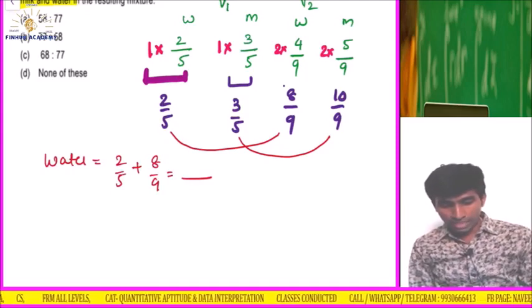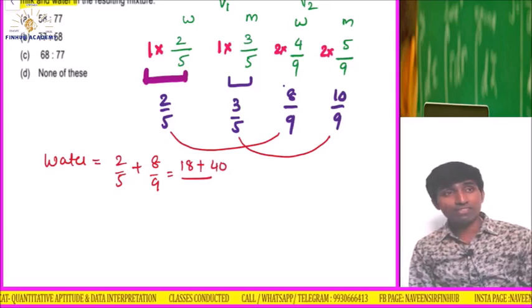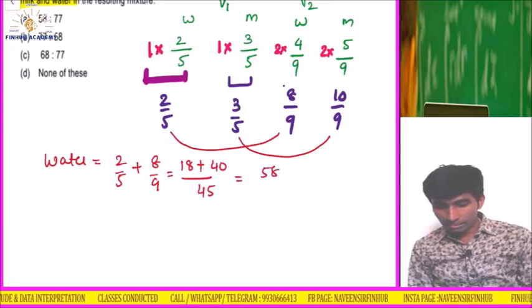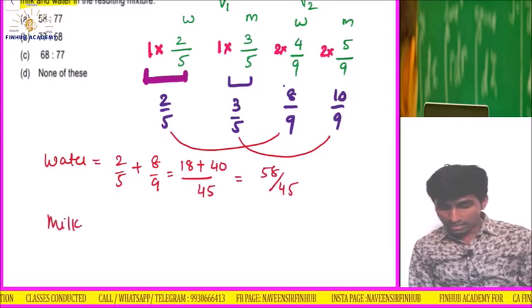Okay, so 9 2s are 18 plus 8 5s are 40 upon 45. So the answer is how much? 58 by 45. And for milk, the total of the milk, I'll add these two parts.